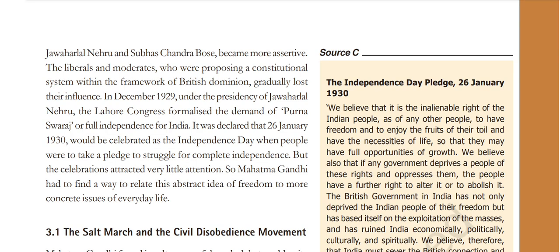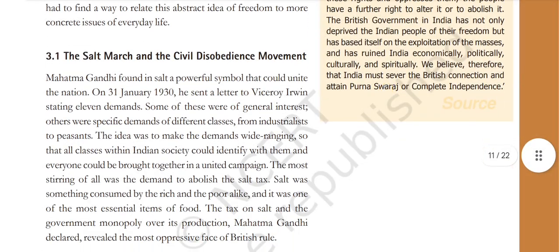In December 1929, under the presidency of Jawaharlal Nehru, the Lahore Congress formalized the demand of Purna Swaraj, or full independence for India. It was declared that 26 January 1930 would be celebrated as Independence Day, when people were to take a pledge to struggle for complete independence. But the celebrations attracted very little attention. So Mahatma Gandhi had to find a way to relate this abstract idea of freedom to more concrete issues of everyday life. The Salt March and the Civil Disobedience Movement.